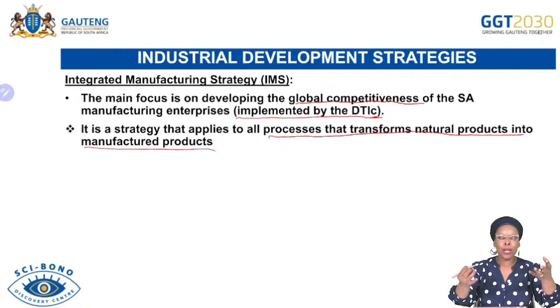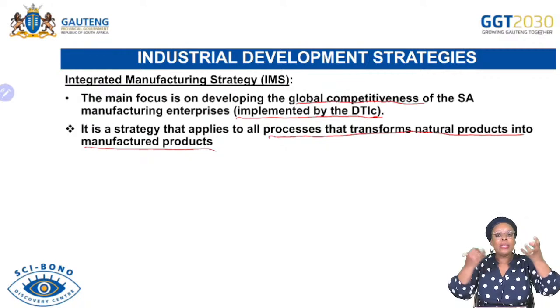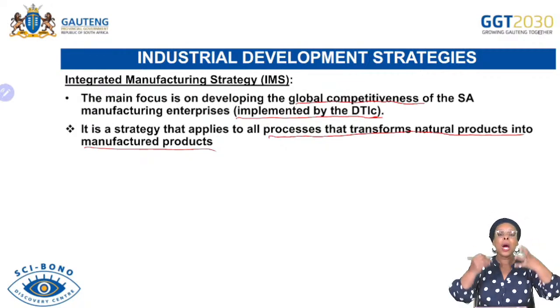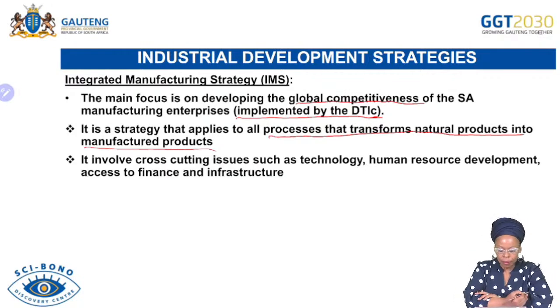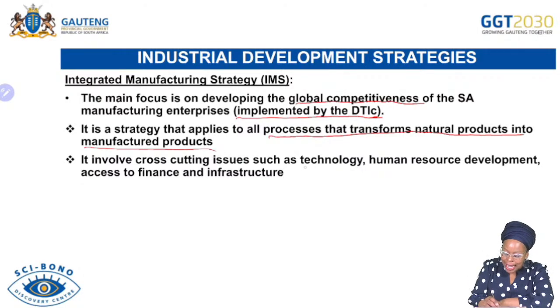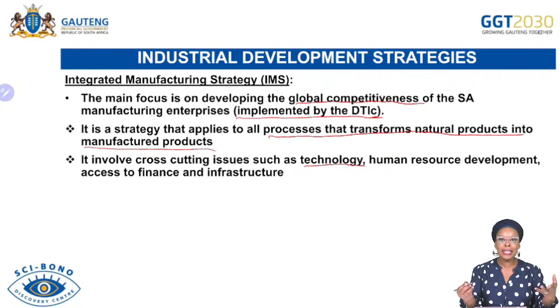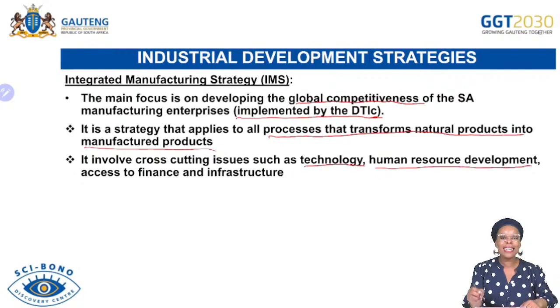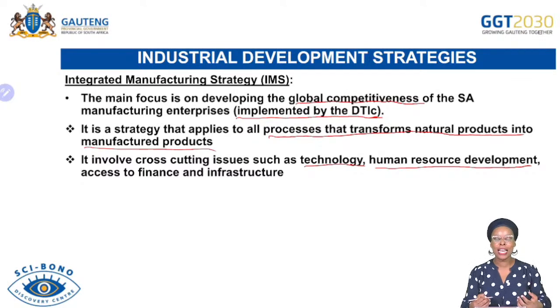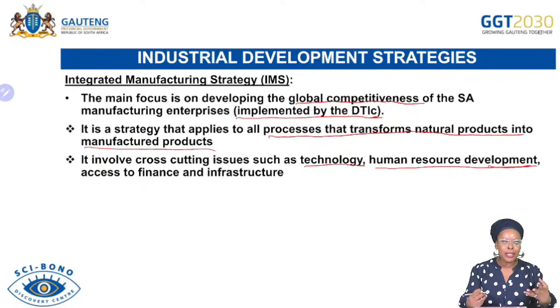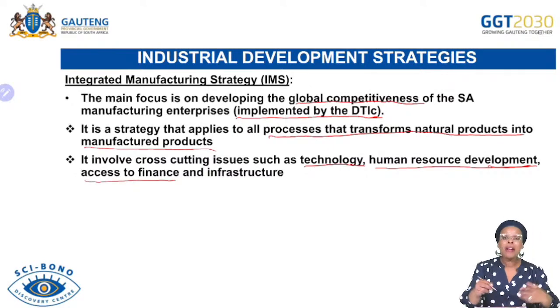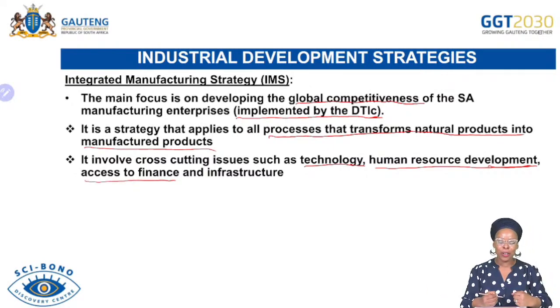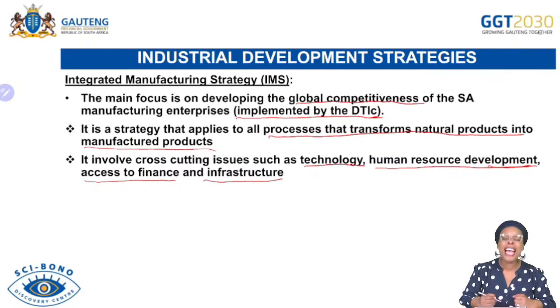Why? When we export them, value is added, and the industries can even make more profit by selling manufactured products. It involves cross-cutting issues such as technology, advanced technology is needed, skilled workers, skilled human resources needed. So the human resources in South Africa need to be developed, be educated, exposed to certain critical skills. And it also depends on access to finance. Funding is also needed. It also depends on infrastructure.